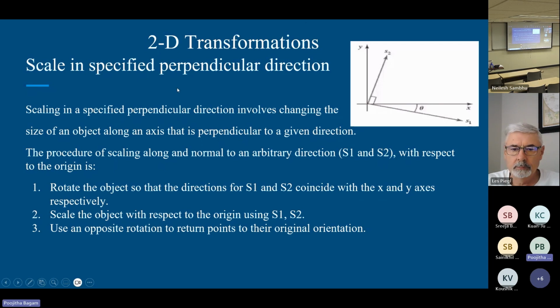So coming to scaling in a specified perpendicular direction involves changing the size of an object along an axis that is perpendicular to a given direction. So the process would be, first we need to rotate the object so that the directions for S1 and S2 coincide with the X and Y axis. And we need to scale the object with respect to the origin using S1 and S2. And later we need to rotate back the object to its original orientation.